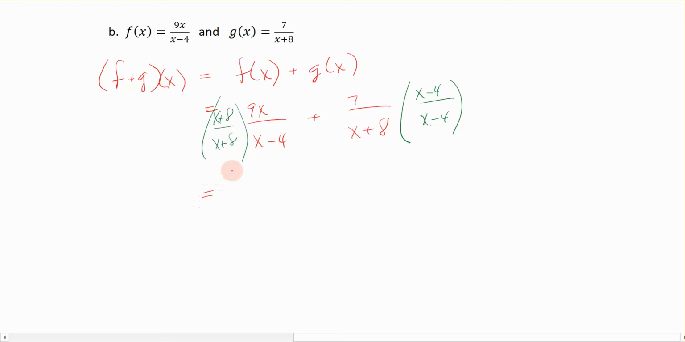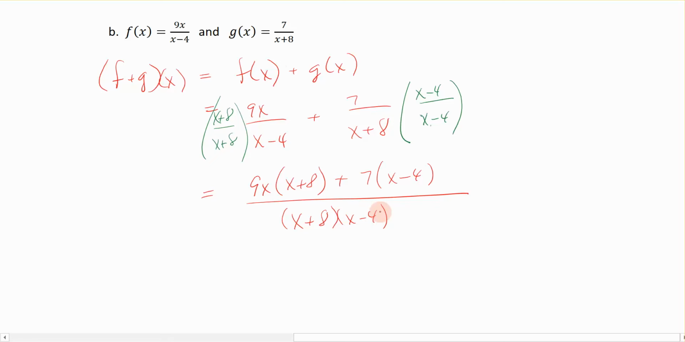So let me write this as 9x times x plus 8 plus 7 times x minus 4 all over the common denominator of x plus 8 and x minus 4. When you add two fractions together, we actually write them over the same denominator, but we're only adding or subtracting their numerators. So all I've done from this step to this step is rewrite them over a single denominator and put their numerators together.